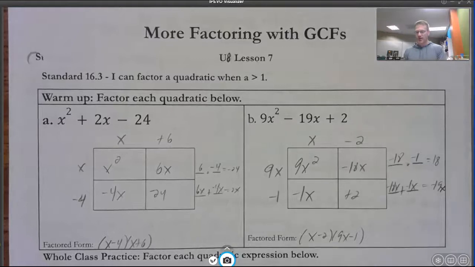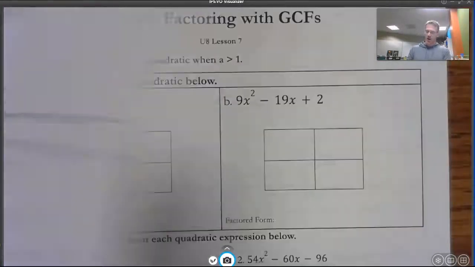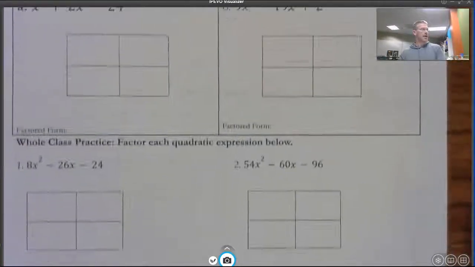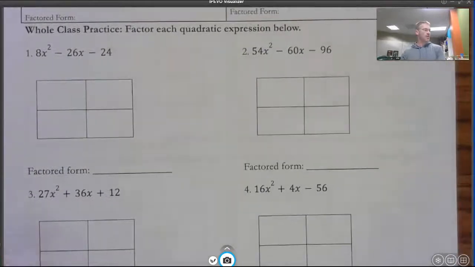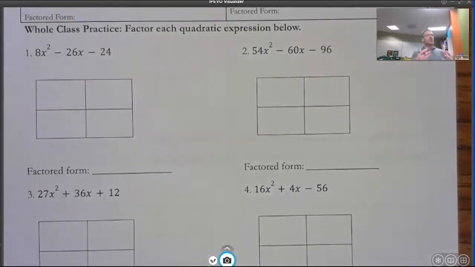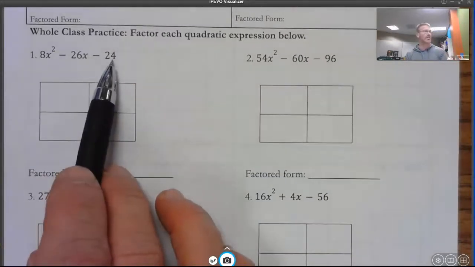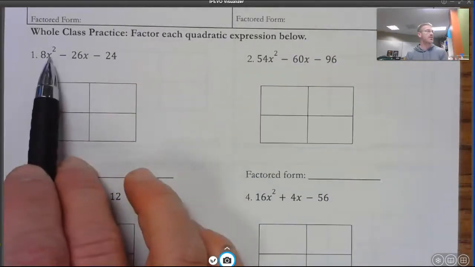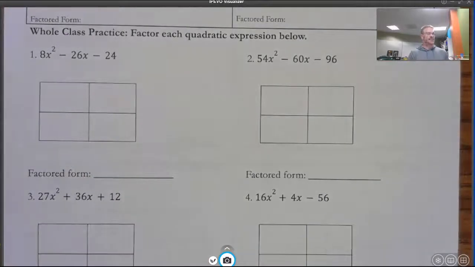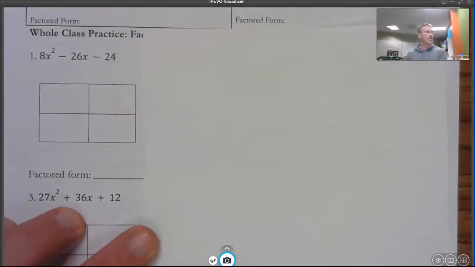Now let's take a look at our whole class practice here. Looking at problem number 1. Once again, when we're looking for that GCF, we want to start with the smallest coefficient, wherever that may be, because that's going to really lead us through the numbers we want to look for a GCF.